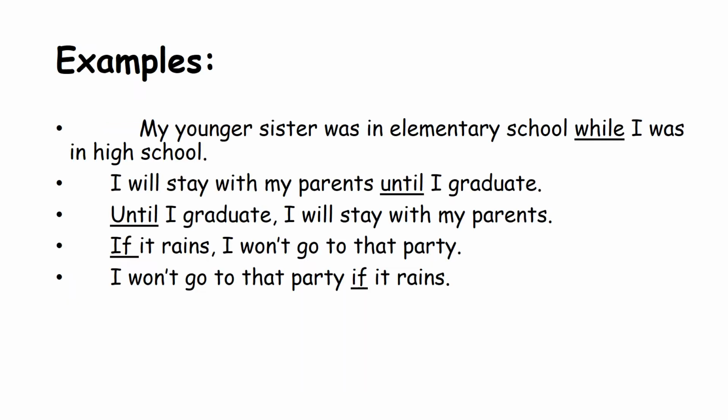Here are the other examples of sentences with subordinate conjunctions. My younger sister was in elementary school while I was in high school. I will stay with my parents until I graduate. Until I graduate, I will stay with my parents. If it rains, I won't go to that party. I won't go to that party if it rains.